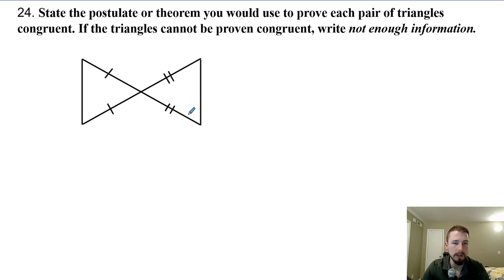24, state the postulate or theorem you would use to prove the triangles congruent. So if the triangles can't be congruent, then just write not enough information. So on this one, we have sides are the same, these sides are the same, and the angle in the middle is the same. So is this going to be angle, side, angle? Think about it. What did we do wrong?